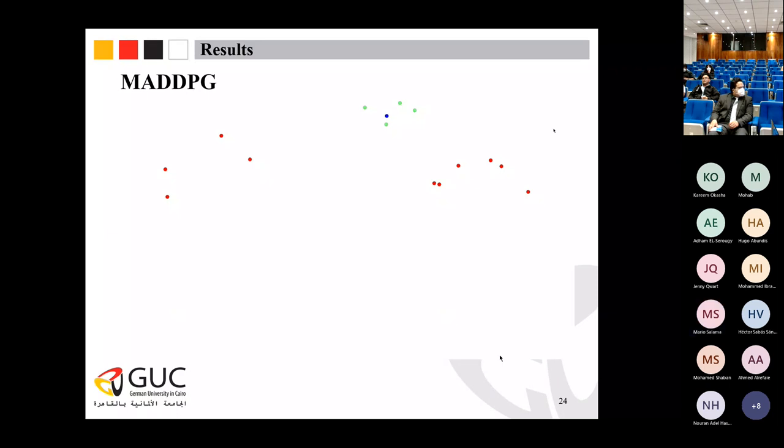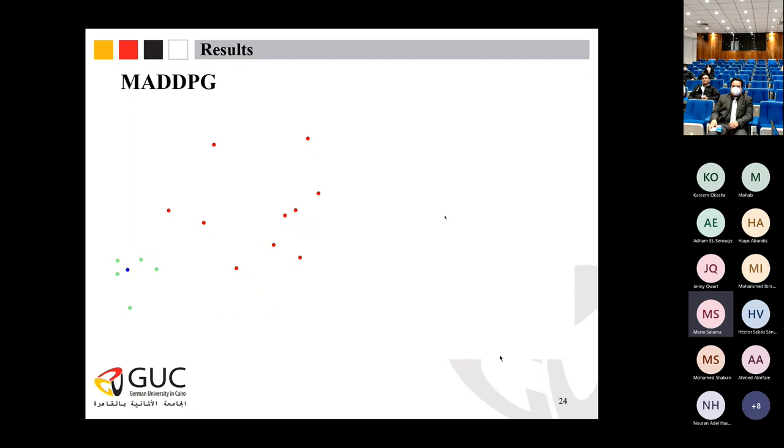each algorithm. Now, starting with the MADDPG, you can see that it is not optimal. Agents do not maintain the formation or reach the destination in a desired formation. In addition, collision with the obstacles and between one another does occur.